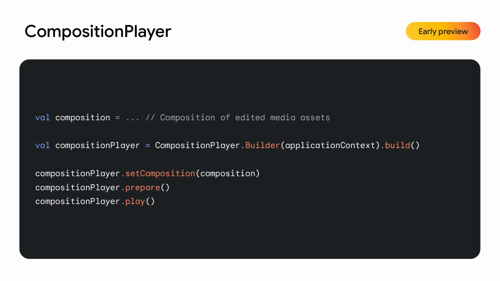First, we create our composition object, which encapsulates our edited media assets and effects. Next, we instantiate a CompositionPlayer using the builder pattern. The crucial difference lies in how we set the media source. Instead of using setMediaItems or setPlaylist, we use setComposition to provide our composition object to the player. Finally, we call prepare and play to start the preview.